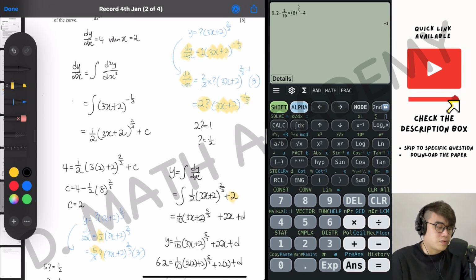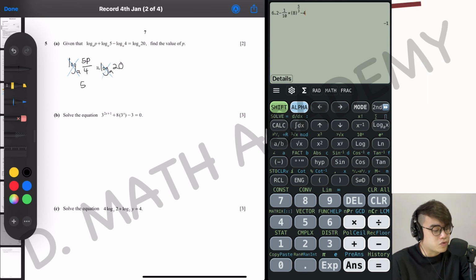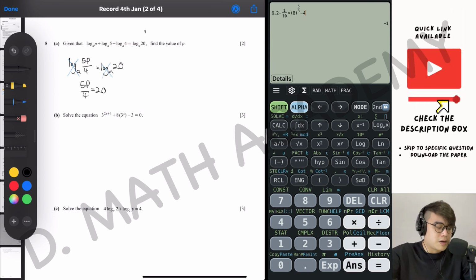Moving on to question 5a. Okay, so this is actually a logarithm question. Should be pretty straightforward here. Since the base is the same, okay, I can now just multiply them up. Plus means multiply, minus means divide. We have 5p divided by 4 here equals log a 20. Since both sides have log, it just cancels off. So we have 5p over 4 equals 20. 20 multiplied by 4 divided by 5. You will get the result as 16 here.